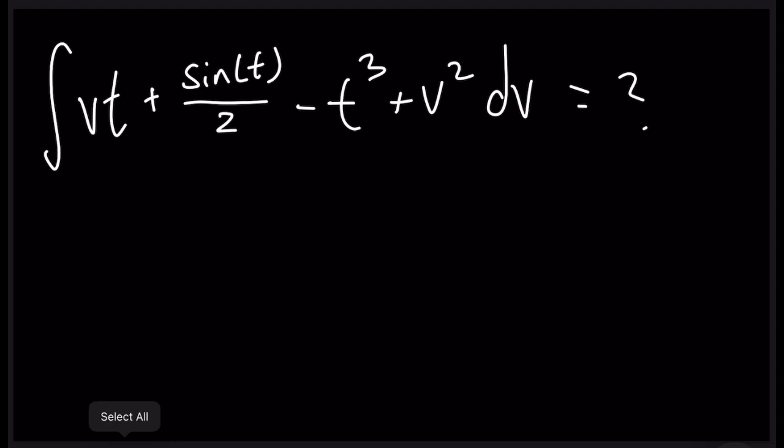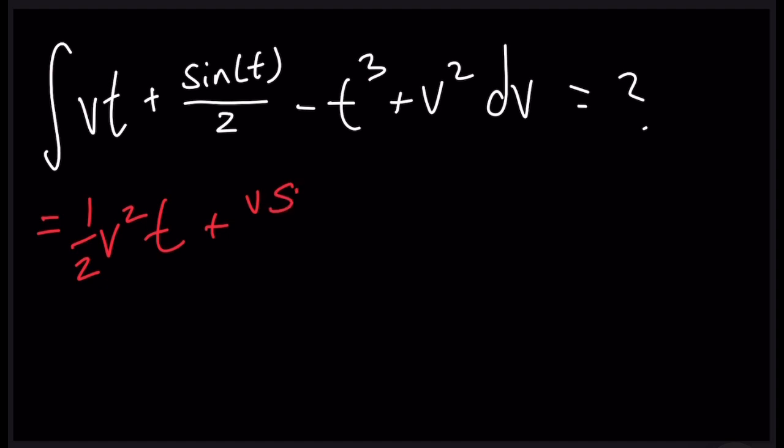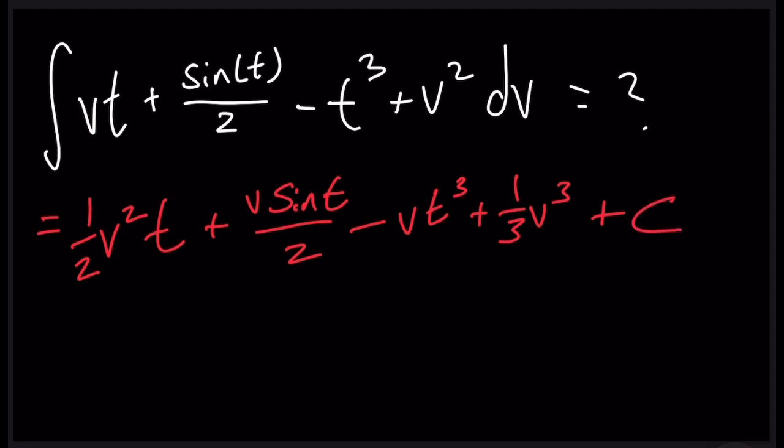So this integral will equal 1/2 v squared t plus v sine t over 2 minus vt cubed plus 1/3 v cubed plus c. And that is our final answer.